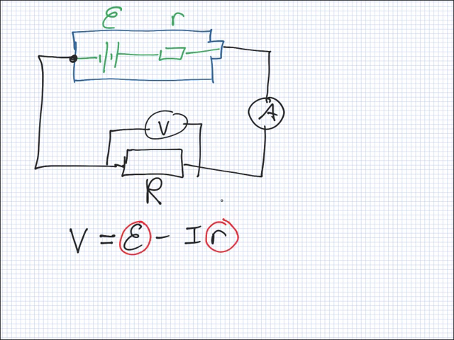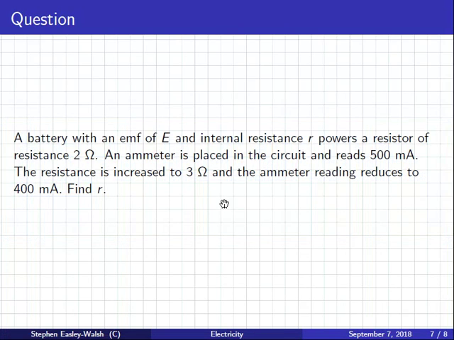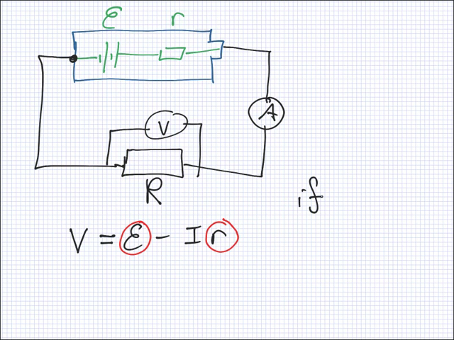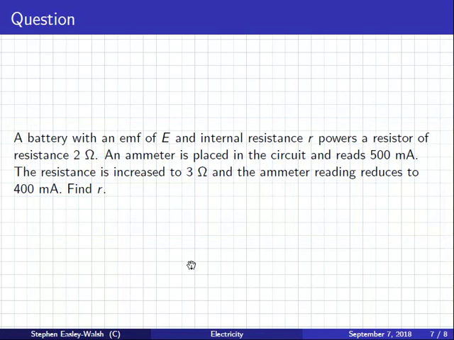So what's happening here is I'm giving you some information. I tell you, when you use a resistor of 2, the ammeter is 500 milli. Is this the formula I gave you earlier? Yes. So I guess I did need to give you that other one too.